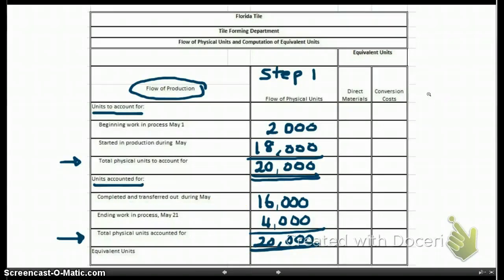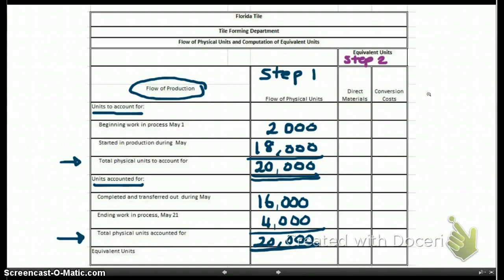So they may give you beginning work in process, started in production, and your ending work in process, and ask how much was completed and transferred out. Since you know that these two totals are equal, you should be able to figure out what's completed and transferred out. Let's move on to step 2. Step 2 says compute the output in terms of equivalent units.